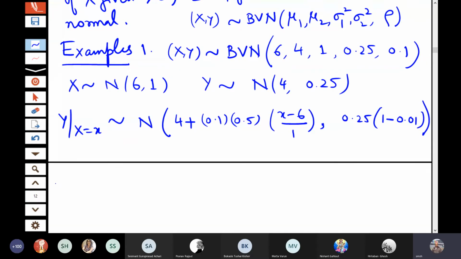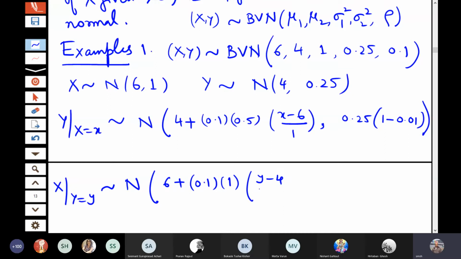We can also write down the conditional distribution of X given Y, that will be normal with mean mu1 plus rho sigma 1, that is 1 here, 1 into (y minus mu2) by sigma 2, and variance will become sigma 1 square, that is 1 into 1 minus rho square.